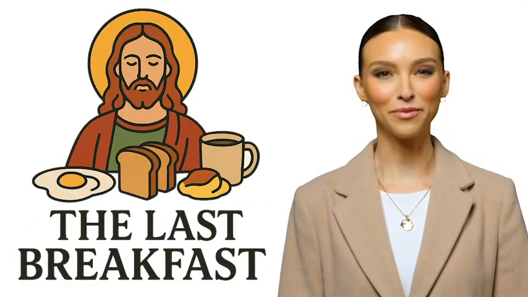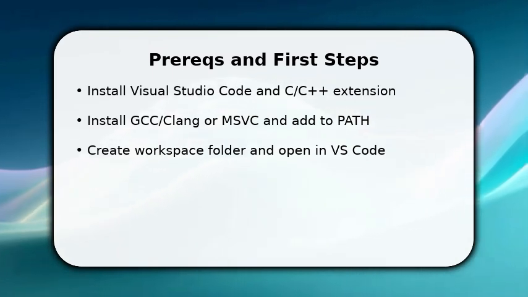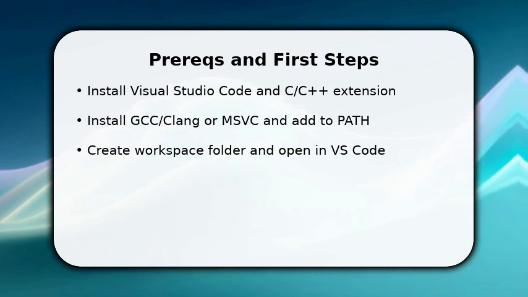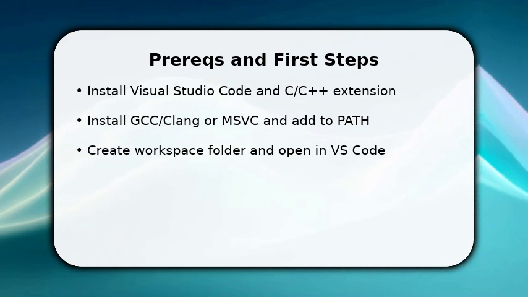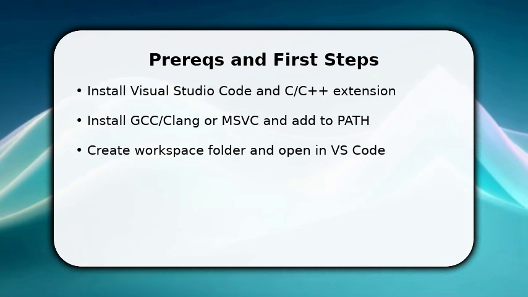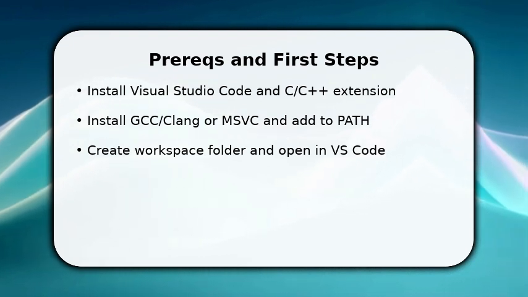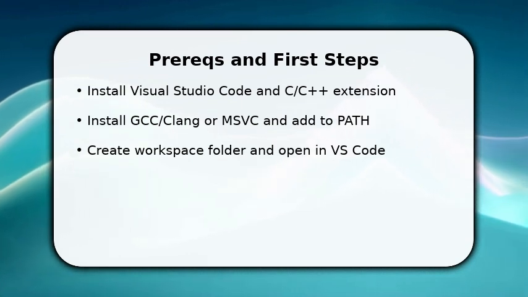Please enjoy the video. You start by confirming prerequisites: VS Code, the Microsoft C/C++ extension, and a working compiler like GCC, Clang, or MSVC. Once installed, make sure the compiler binary is on your path so VS Code can invoke it. Now create a workspace folder and open it in VS Code. You'll need a C file to compile.